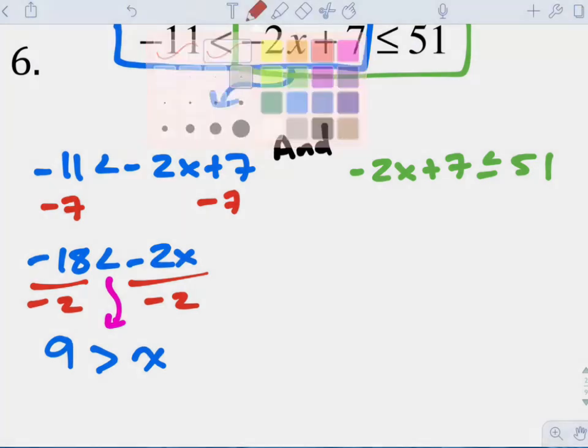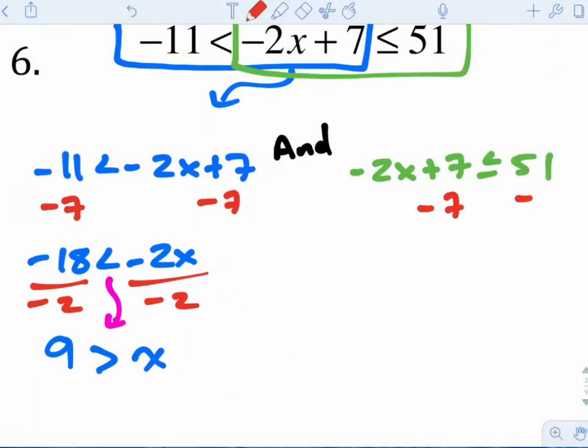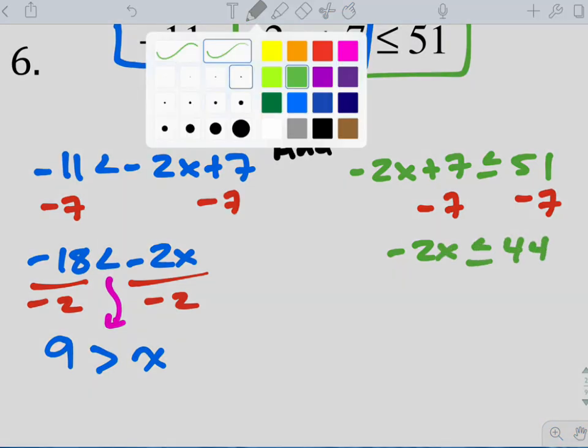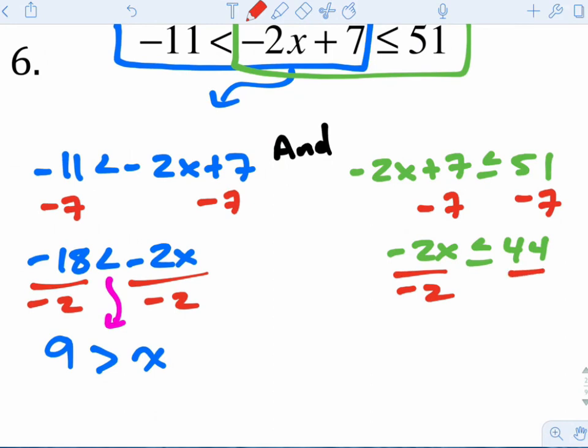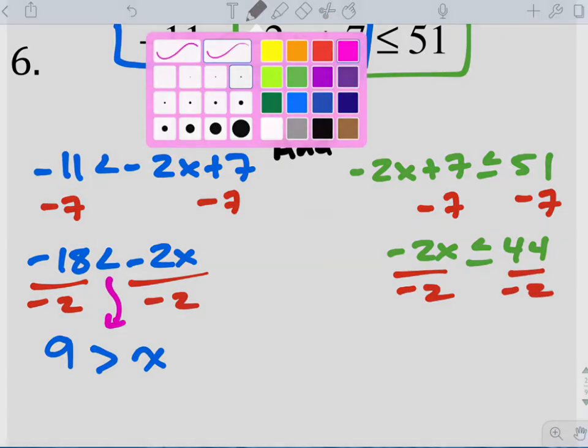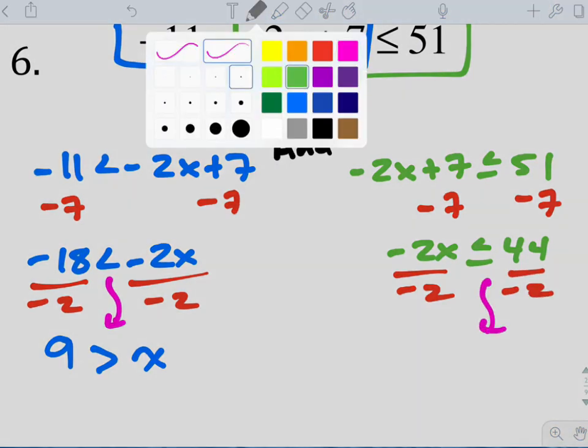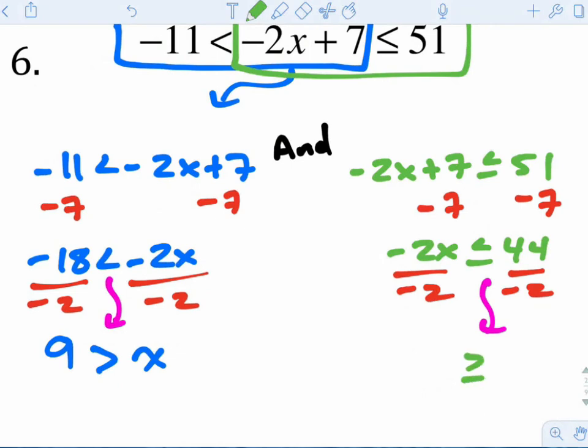And this inequality on the right, it's going to be the same thing. We're going to subtract 7 again. We've got negative 2x is less than or equal to 44, I believe. We're going to divide both sides by negative 2. Again, we're going to make note that this inequality is going to flip direction, so we definitely don't want to forget it. And we get x is greater than or equal to negative 22. And of course, these are going to be conjoined by an and statement again.